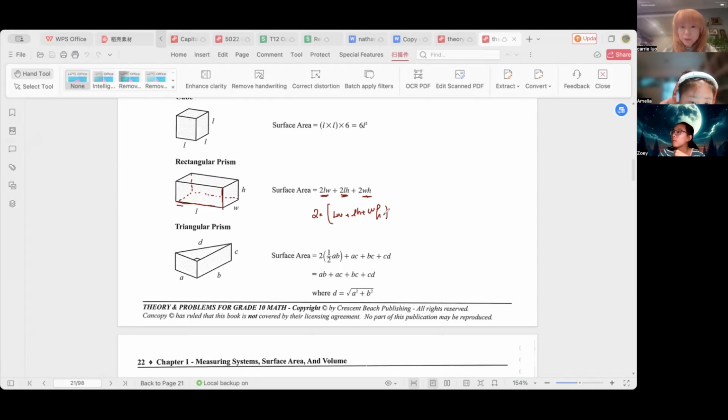Okay, so did you get it? So let's move on to the, can I move on to the next one? Okay, so let's move on to the triangular prism, because I don't know if you're taking the notes or not. So that's why I just waited for you.